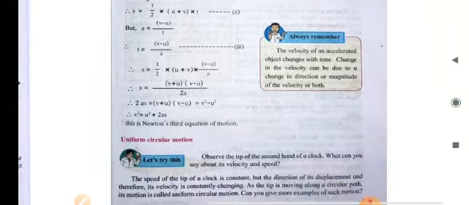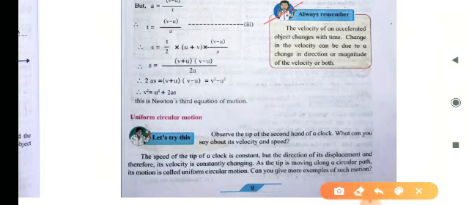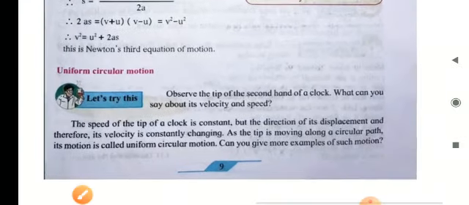So, you have to learn and practice a lot to derive these equations. Now, always remember the velocity of the accelerated object changes with time. Change in the velocity can be due to the change in direction or magnitude of the velocity or both. So I hope you have understood these equations. Now let us go to the next concept, uniform circular motion.